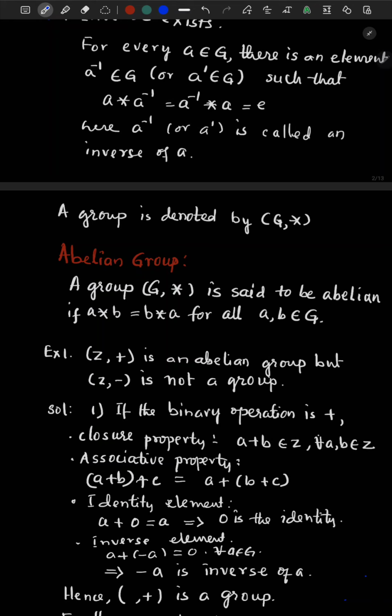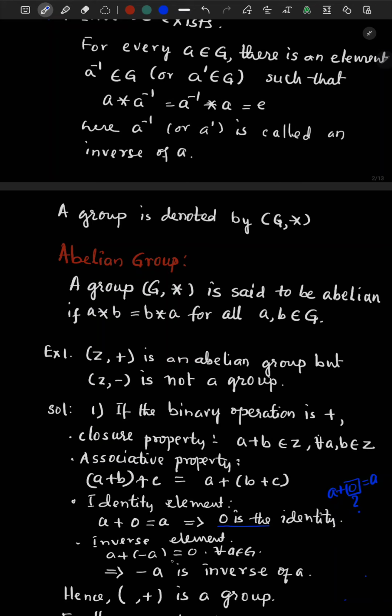Then how to find the identity element here? Take any element A belonging to Z, then A plus which element gives you back A only? Such an element is called an identity element. So the operation is plus here, so A plus 0 only will give A. So 0 is called the identity. 0 is the identity element.